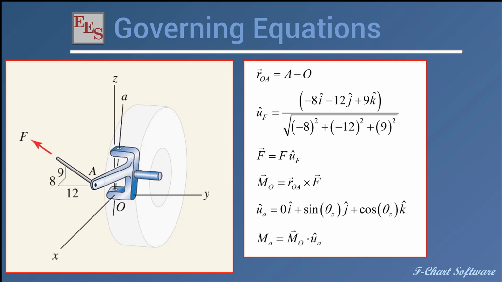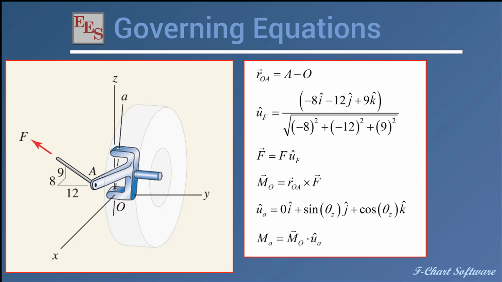Okay, so just to go through the solution process, let's think about the things that we know. So we know this point O, which we're going to define as the origin, lies on line A, and then we also know the coordinates of point A here. So we can determine the position vector ROA, which goes from a point on line A to the location where the force is actually applied.